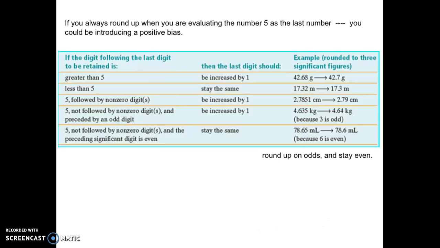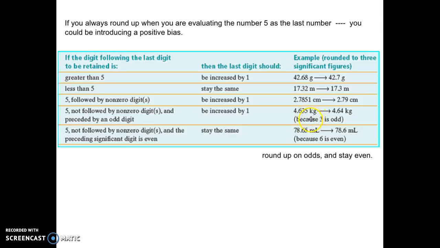Your book will also talk a little bit about the rounding rules, so I just wanted to point that out to you as well. There's just a little weird thing that happens when you have a 5. If you end in a 5, like in this example right here, you've got 4.635 kilograms, and you have to round that to 3 significant digits. There is this strange piece that if you always round it up, you'd be adding a little bit of bias.